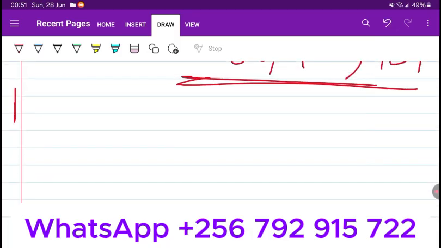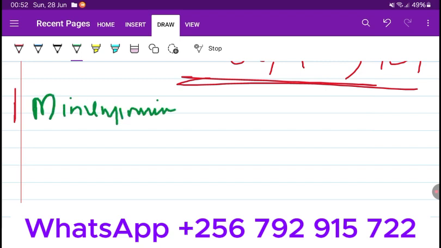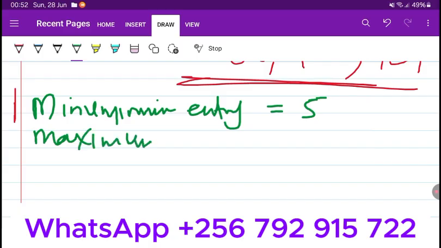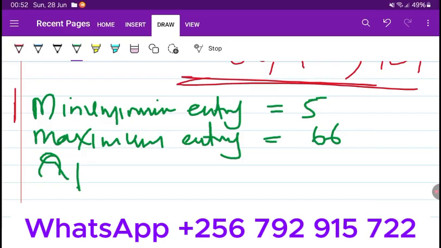So maybe we can summarize our information. We have said the minimum, because this is what we need. The minimum entry is 5. Then the maximum entry is 66. Our Q1 is 23.